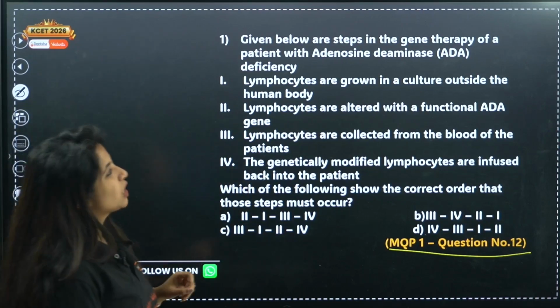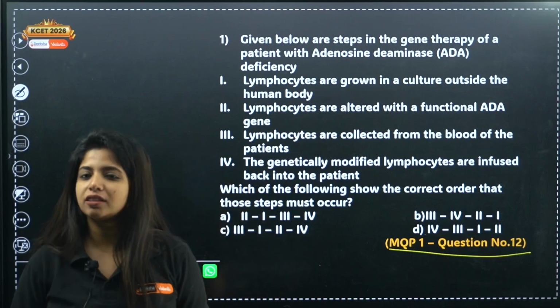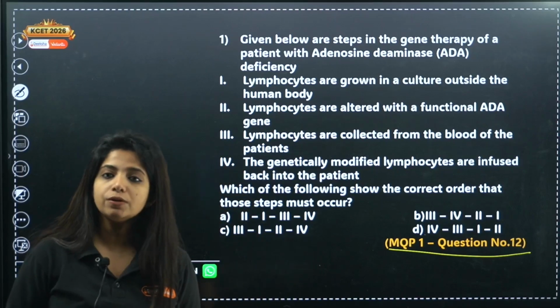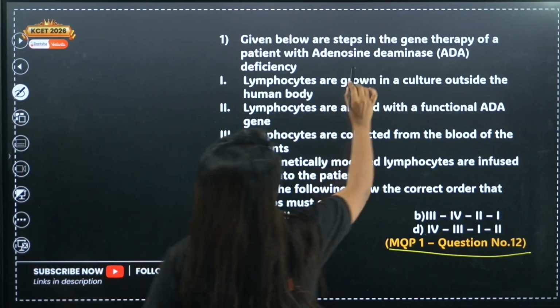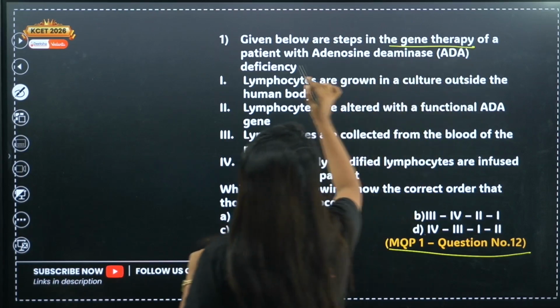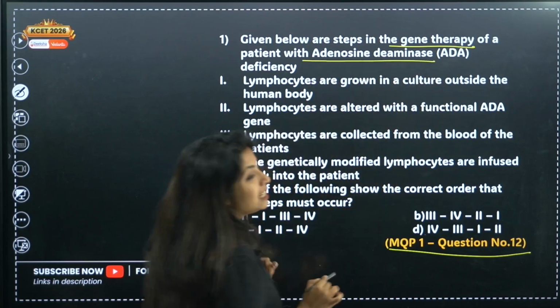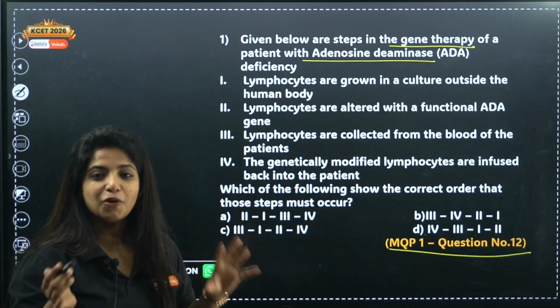Let's go ahead. Given below are the steps in the gene therapy of a patient with adenosine deaminase deficiency. What? These are the steps in gene therapy of a patient with what? Adenosine deaminase deficiency. First of all, what is that?